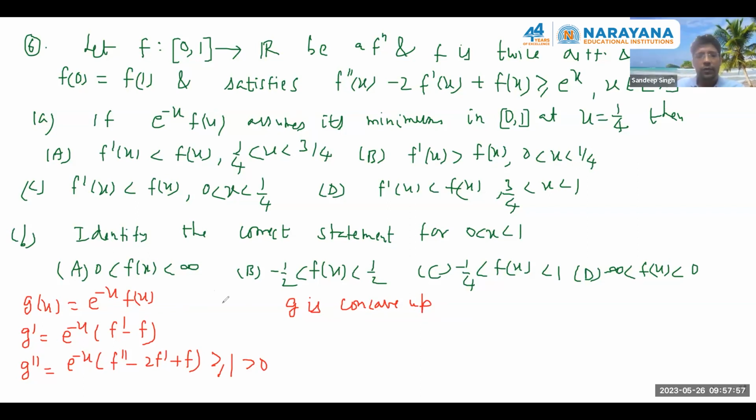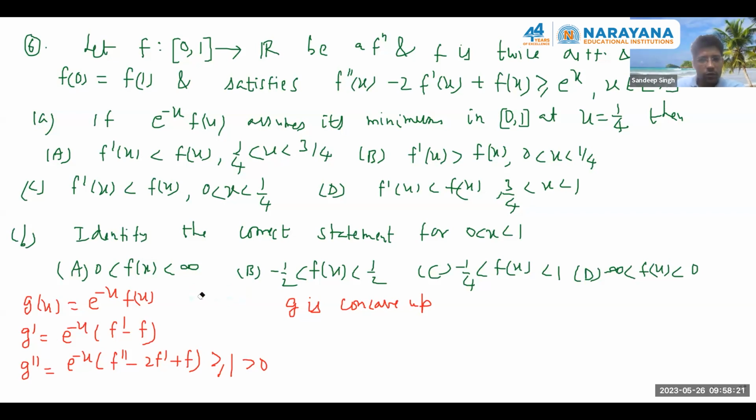And what else? What is g of 0 and g of 1? Tell me. They both are 0. f of 0 and f of 1. No, not 0. They both are what? They both are equal. That's the only condition. No? They are not equal. f of 0 and f of 1 are equal.